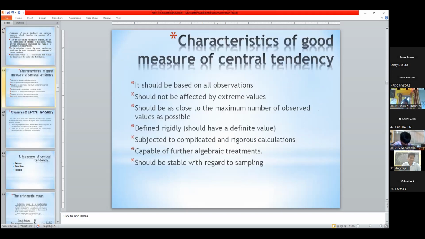Suppose you want the characteristics of a good measure of central tendency. It should be based on all the observations, should not be affected by extreme values, and should be as close as possible to the maximum number of observed values, meaning cover all the values. Then there should be a rigid definition for it. Even if you get a measure of central tendency, later you should be able to go for higher level and rigorous calculations, further algebraic treatments. Then whenever sampling fluctuation occurs, it should not change. That means the stability of the mean is very important.